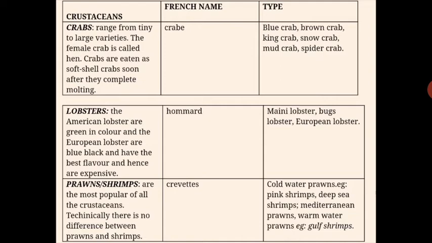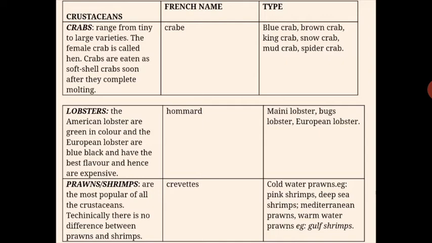The next one is lobster. The American lobsters are green in color and the European lobsters are blue black and have the best flavor and hence are expensive. French name is homard and the types are mini lobster, bugs lobster and European lobster.